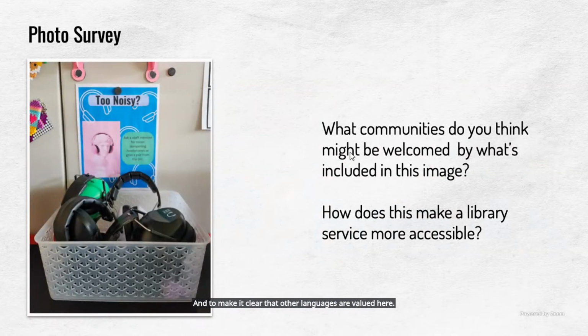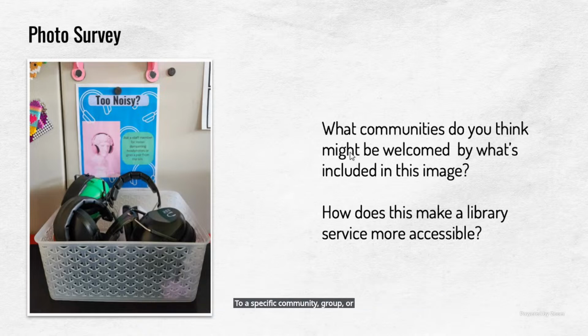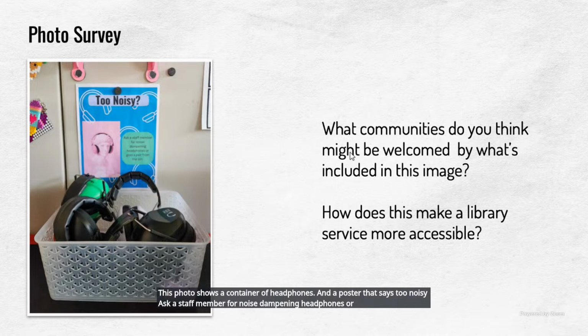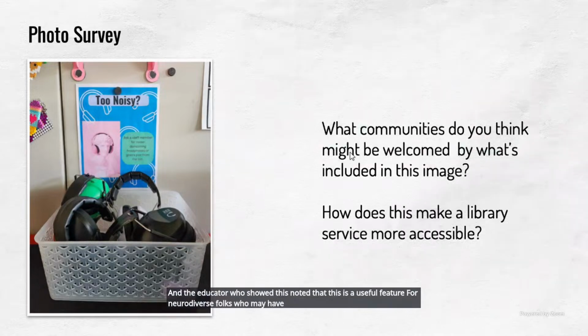This photo was an example of an educator's response to the prompt, take a photo of something that makes your space more accessible to a specific community, group, or person. So take a moment to take the photo in. This photo shows a container of headphones and a poster that says, too noisy? Ask a staff member for noise dampening headphones or grab a pair from the bin. The educator who shared this noted that this is a useful feature for neurodiverse folks who may have sensory sensitivities and a need for lower auditory stimulus, and also that it's good for just anyone who needs a quieter environment that day.